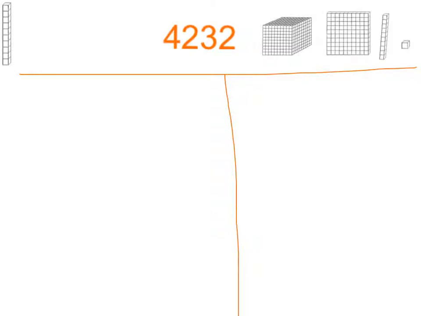Let's have a look at the top of the page. I have the number 4,232. So I'm going to use my MAB blocks to represent this number. I have how many thousands in this number? 4. So I need 4 thousands blocks.